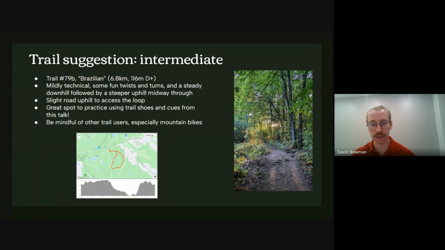And what I would say is that this loop is good for someone who's maybe more familiar with running and has picked up some trail shoes, wants to get out, practice using them, and even incorporate some of the technical uphill and downhill running cues that we've talked about tonight. As you're going onto trails like this, I would say it's really important to be mindful of other trail users. So these include hikers, other runners, but there are some mountain bikes and gravel bikes that use this trail. So just keep your ears up and around you. And if someone wants to pass, stay on the right so that they can pass safely and comfortably on your left.